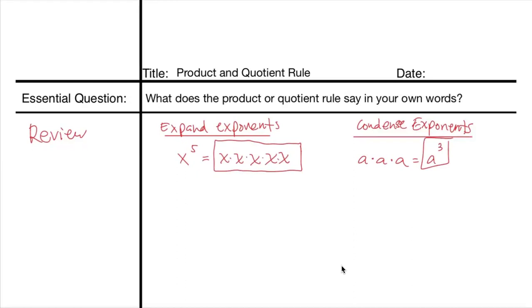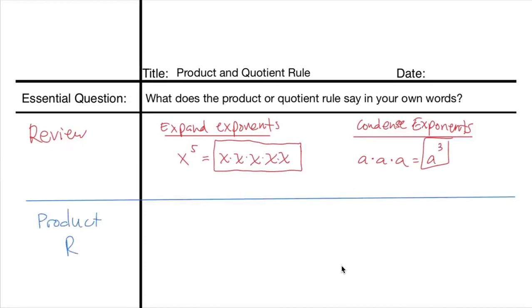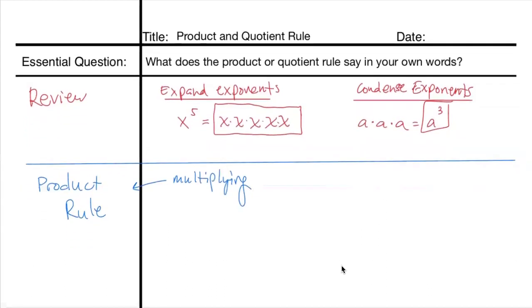Now, what we're going to do today is, you can draw a little line to kind of organize your notes. We're going to look at what's called the product rule first. Product rule. Go ahead and write that on the side. And so what we should notice first is that it's called product rule, and product has to do with multiplying. So we're going to look at multiplying different numbers that have exponents.